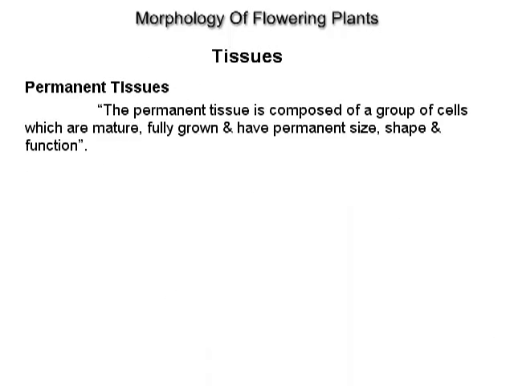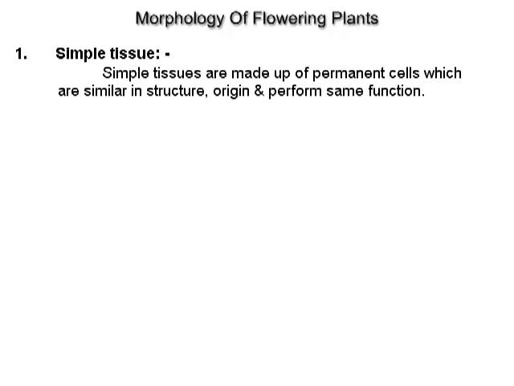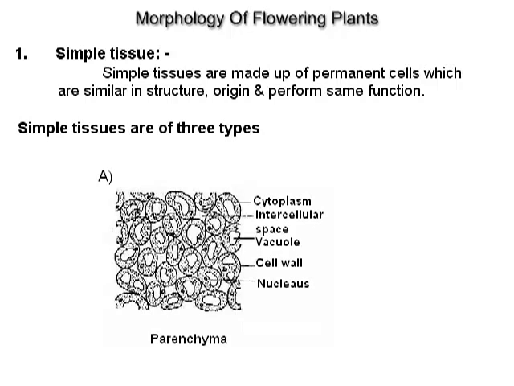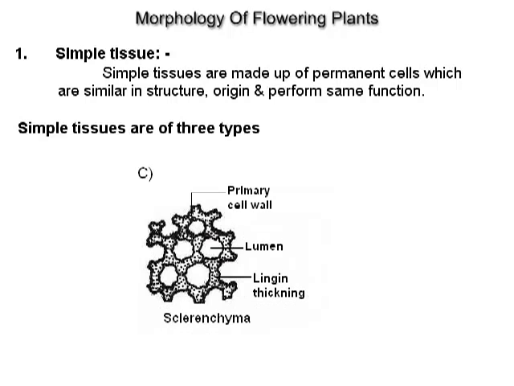Permanent tissues. The permanent tissue is composed of a group of cells which are mature, fully grown, and have a permanent size, shape, and function. They are classified as simple tissues and complex tissues. Simple tissue. Simple tissues are made up of permanent cells which are similar in structure, origin, and perform the same function. Simple tissues are of three types: parenchyma, collenchyma, and sclerenchyma.